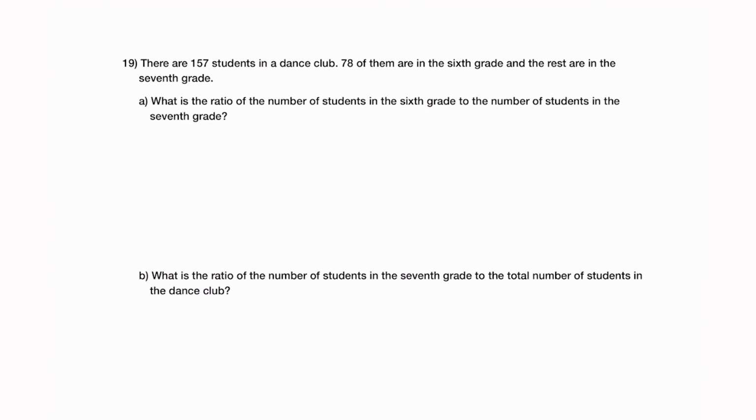Here comes a word problem. There are 157 students in a dance club. 78 of them are in the 6th grade. So 6th grade has 78 students. And the rest are in the 7th grade. And the rest, okay? Which means 157 minus 78, right? Because the remaining are from 7th grade.